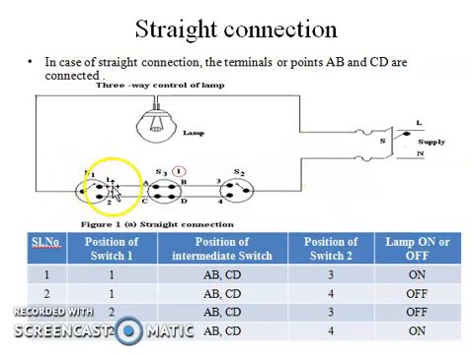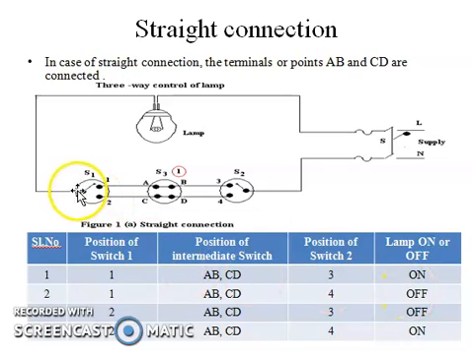When switch 1 is at position number 1 but switch 2 is at position number 4, what happens here? The supply will come through AB to position number 3, but position number 3 is not on because switch number 2 is connected to 4. So again it is an open connection, so the lamp remains off.